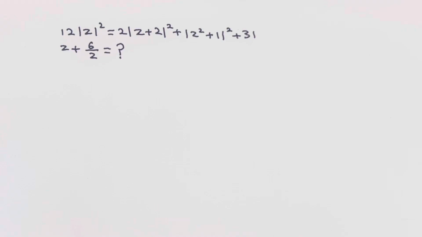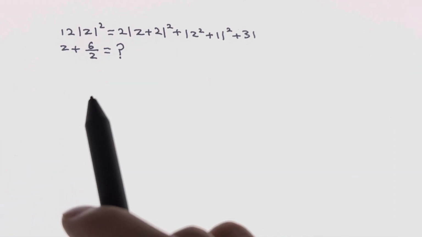In this problem, we let z be a complex number satisfying 12 times the modulus of z squared equals 2 times the modulus of z plus 2 squared plus the modulus of z squared plus 1 squared plus 31. What is the value of z plus 6 over z?